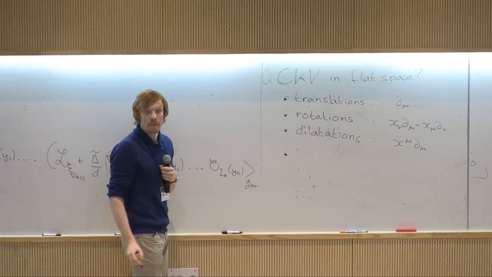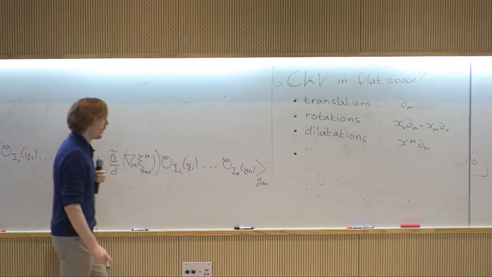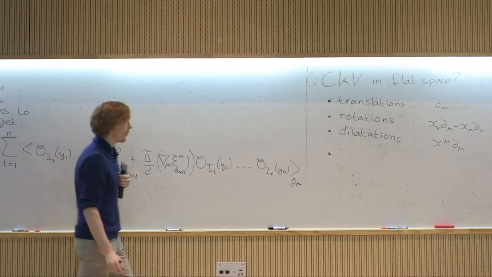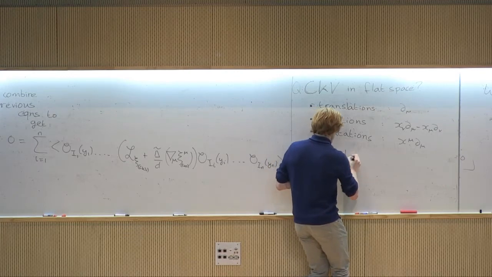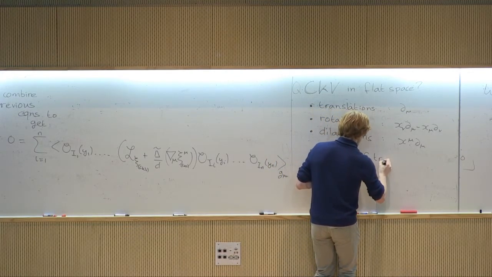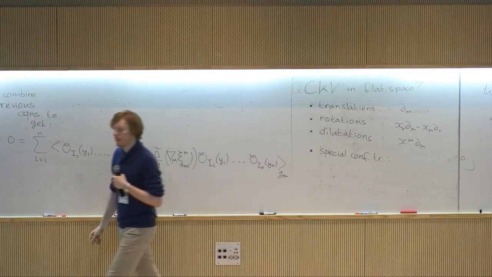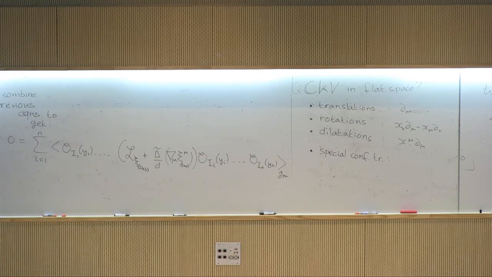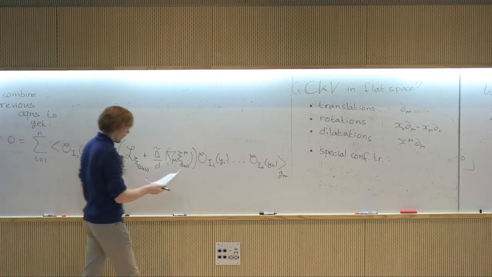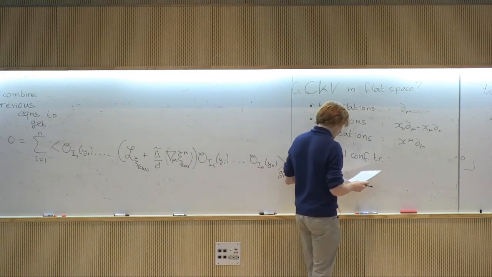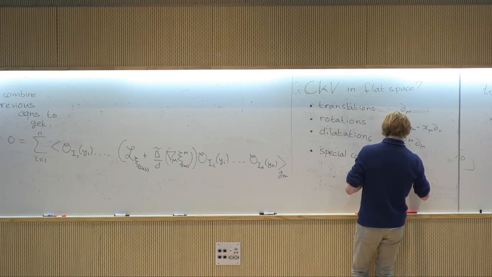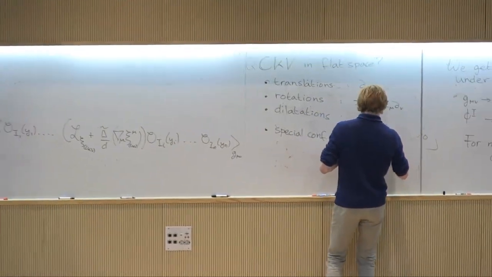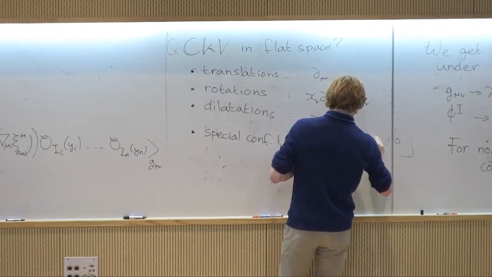And as it happens, in more than two space-time dimensions, there's one more class, which are the so-called special conformal transformations. And so this is an extra vector field under which our correlation functions should also transform covariantly in this manner. And the vector field for those is minus x squared d_mu plus 2 x_mu x^nu d_nu.